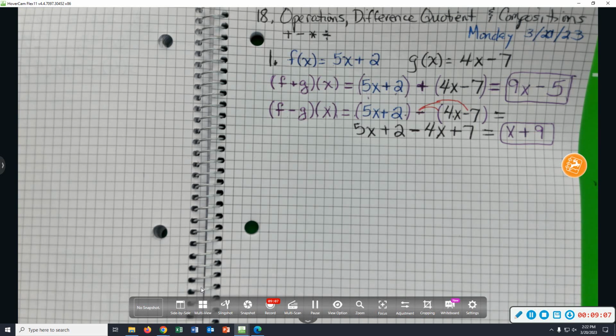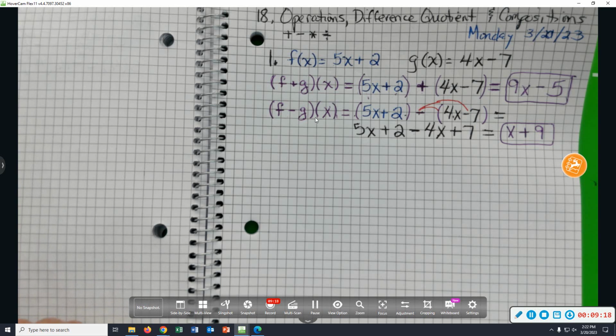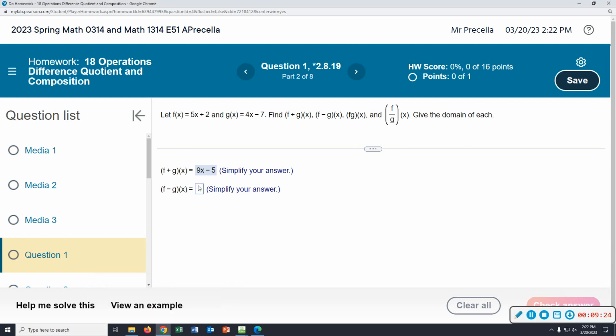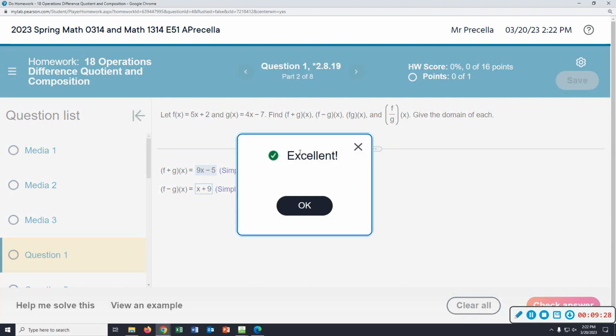x plus 9. Is there any new algebra here? Anything that we haven't done before? No, it's just this notation. What does this f plus g and f minus g mean? But the algebra, combining like terms, that's nothing new. What did we say? x plus 9?